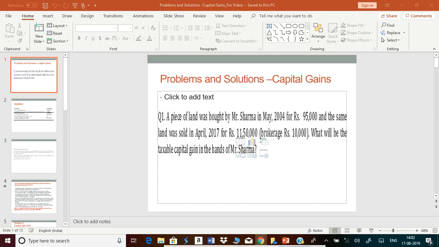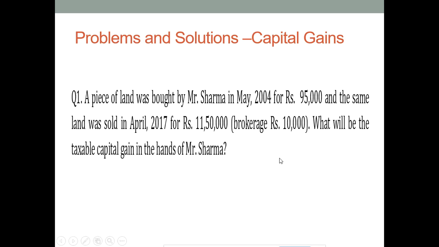Hello learners, let's discuss some problems of capital gains, and we hope that with this discussion the concept of capital gain will be clearer to you. Let's discuss problem number 1.